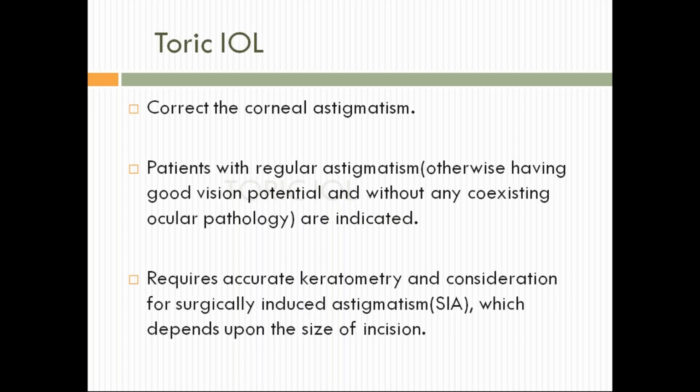Biometry in toric IOL. Toric lenses correct the corneal astigmatism. Patients with regular astigmatism, otherwise having good vision potential and without any coexisting ocular pathology, are indicated, and this requires accurate keratometry and consideration for surgically induced astigmatism, which depends on the size of incision. Like for implantation of IOL, the size of incision is 2.2 mm and surgically induced astigmatism is 0.2 to 0.3 diopter for temporal incision and 0.4 diopter for the superior incision.